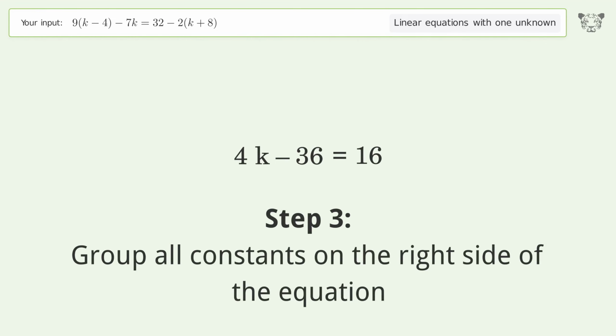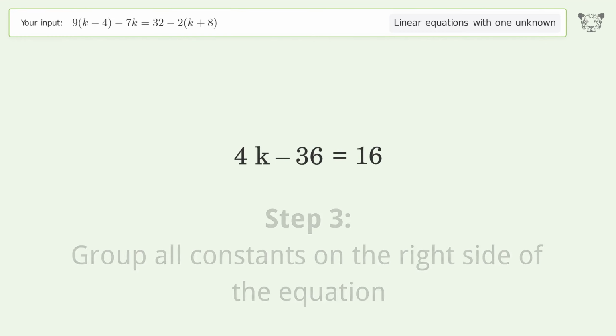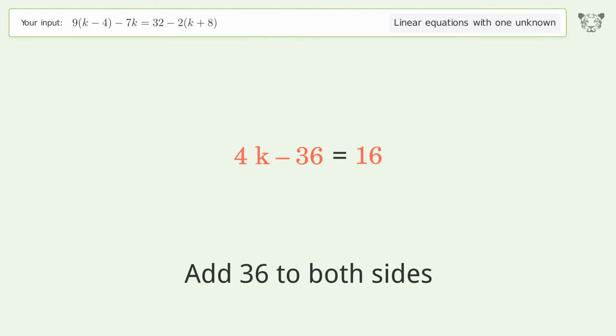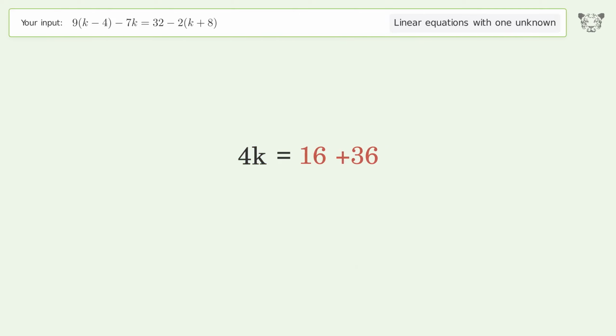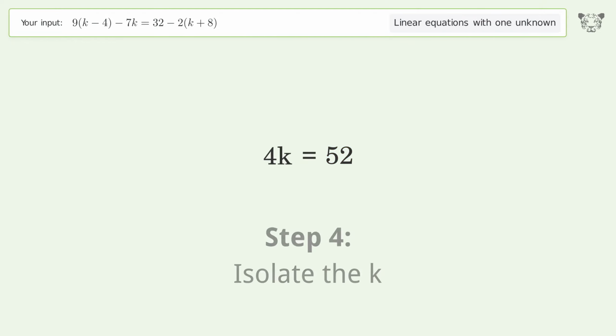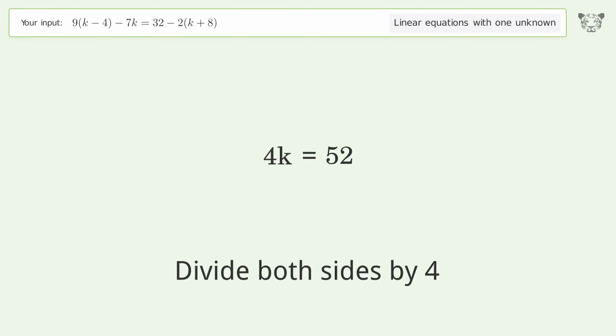Group all constants on the right side of the equation. Add 36 to both sides. Simplify the arithmetic. Isolate the k. Divide both sides by 4.